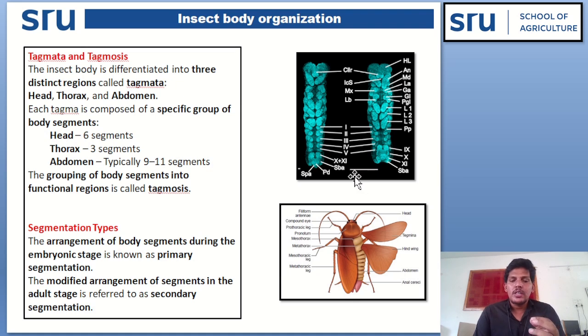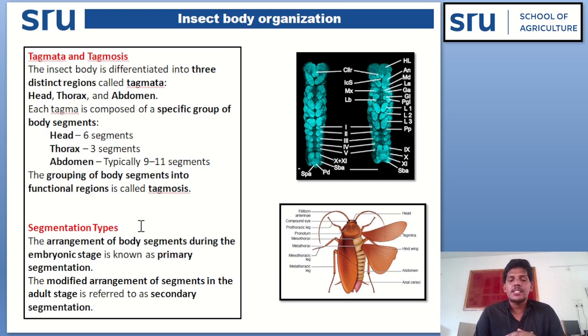So here 6 segments in the head are grouped into a region. In the thorax, these 3 segments are grouped into a region. In the abdomen, 9 to 11 segments are grouped into a region. That is, the grouping of body segments into a functional region is known as tagmosis.